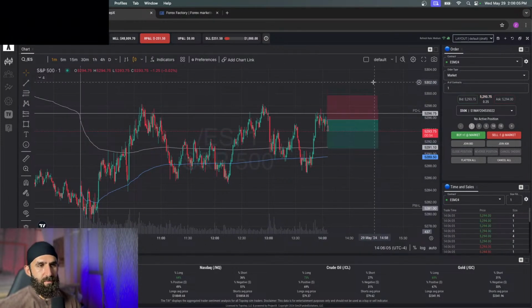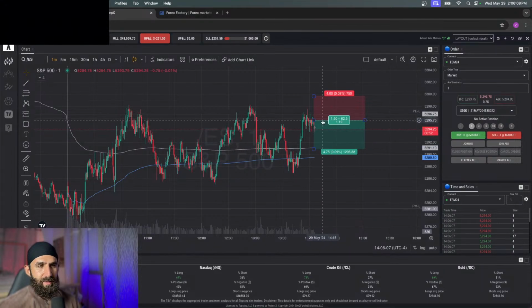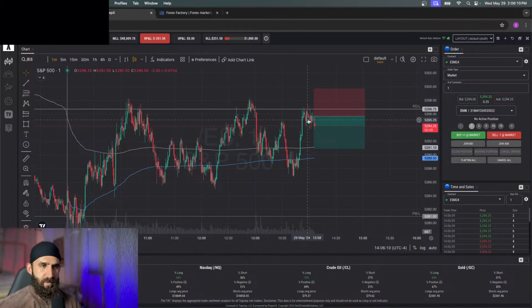Not in this one. Again, just a paper trade. Showing you if I had to take a trade, what it would look like. Here's the entry, here's the target, here's the stop.